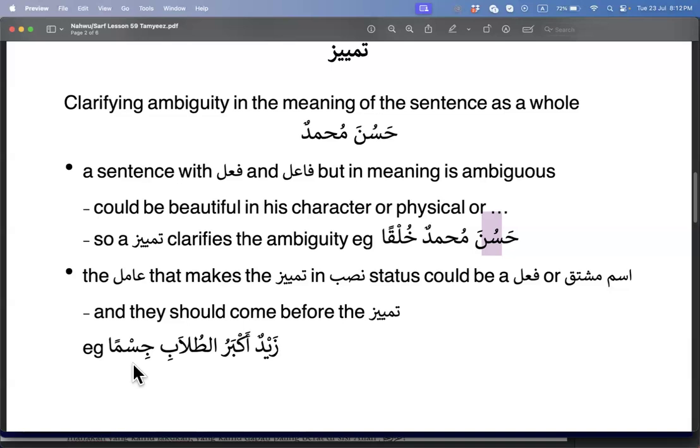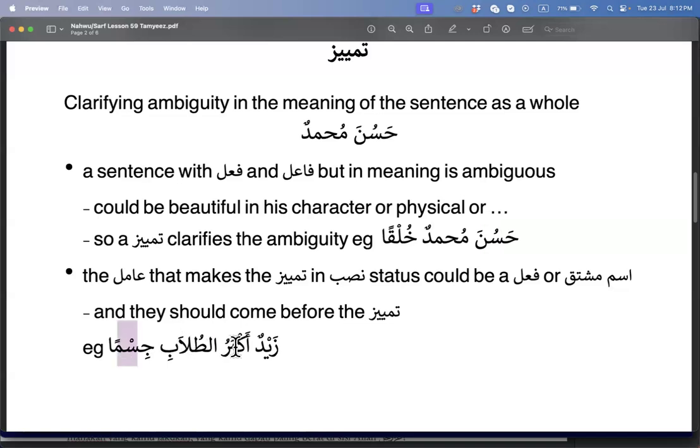So what is jisman? Tamyiz. Yes, tamyiz, because the biggest in what sense? I know in English we think of the biggest as in size, right? But in Arabic, you can say akbaru for age also, like the bigger student in terms of age. You can use the word akbaru also. So here we are talking about his body size. Zaid is the biggest student in terms of body size, jisman.